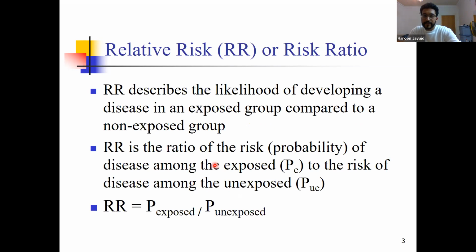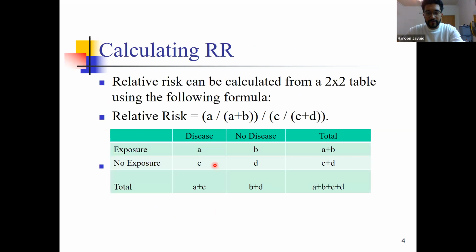So relative risk uses proportions. What are proportions? A proportion is basically a fraction. What is important in a fraction? The numerator is always part of the denominator. It's not something outside the main, the total group, okay? So that's basically what a proportion is.